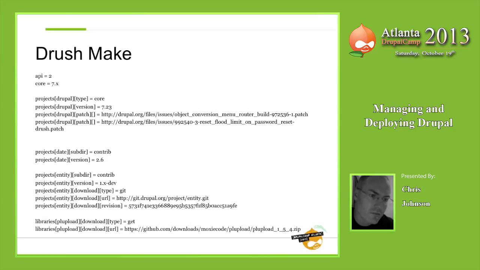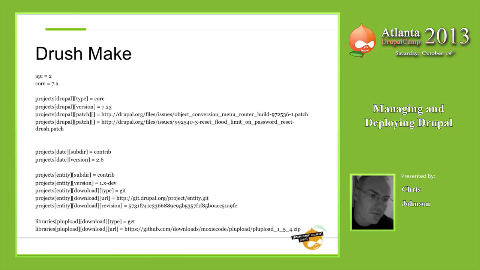So using a system that Drush provides called Drush Make lets you create a manifest of all the components that your system is built out of. So in this example, what I'm saying is I want to create a code base that is made out of Drupal core version 7.23. I have a couple of patches that needed to be applied there.